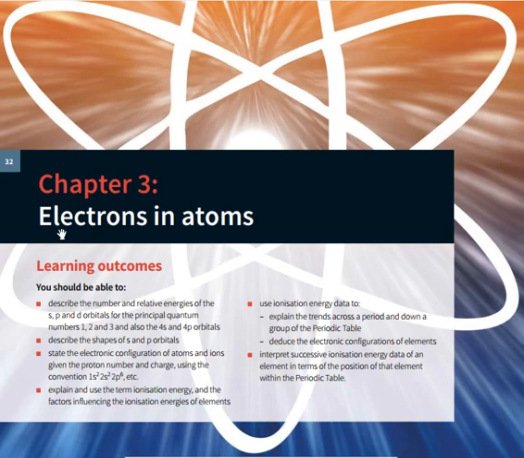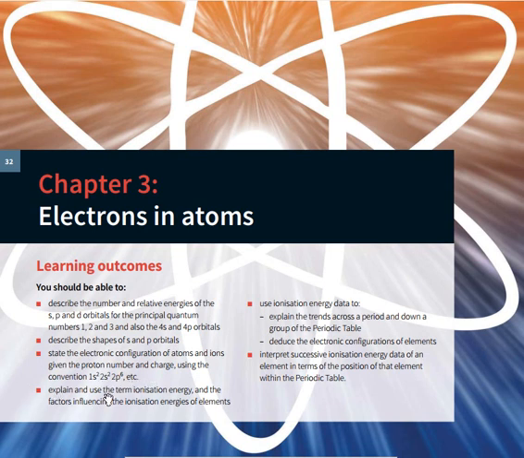Welcome to this tutorial on electrons in atoms. In this, the learning outcomes are to describe the number and relative energy of s, p and d orbitals for principal quantum numbers 1, 2, 3 and so on. Describe the shape of s and p orbitals, and state the electronic configuration of atoms and ions given the proton number and charge, using the convention 1s2 2s2 2p6 and so on.